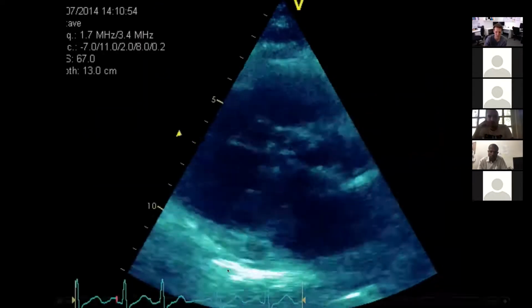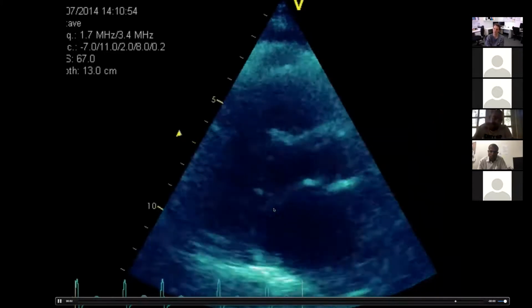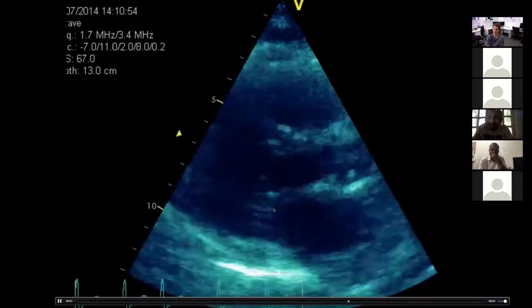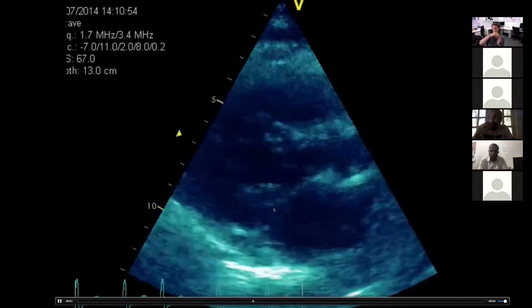I wish I could slow it down a bit, but I don't know how it comes out. Can you still see there's quite a large orifice? Yeah, the opening is decent. It's decent, right? There's the images that I showed you before of that guy with severe mitral stenosis.